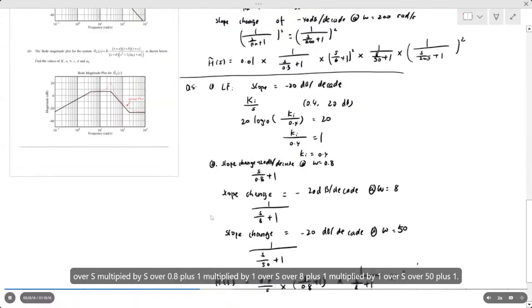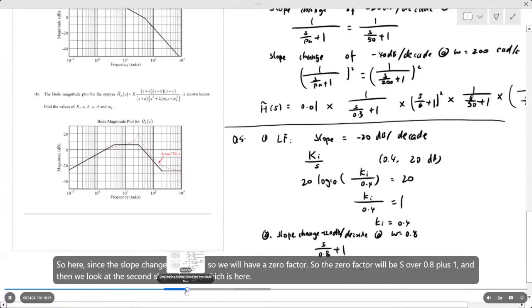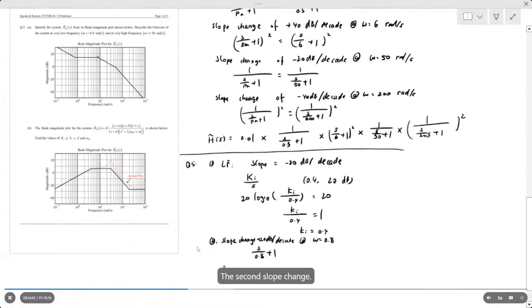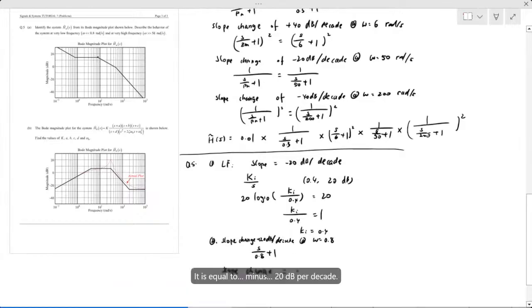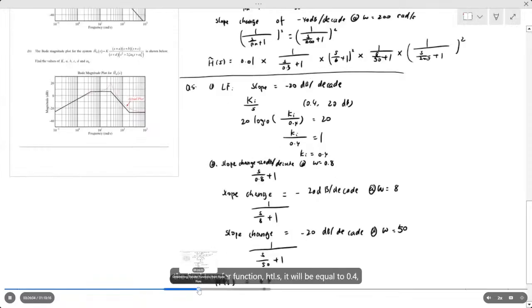S over 8 plus 1 multiplied by 1 over S over 50. Since the slope change is positive, we will have a zero factor. So the zero factor will be S over 0.8 plus 1. And then we look at the second slope change, which is here. Okay. The second slope change is equal to minus 20 dB per decade.